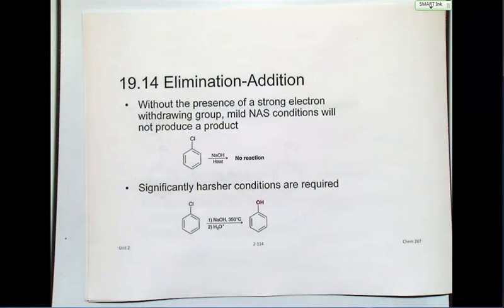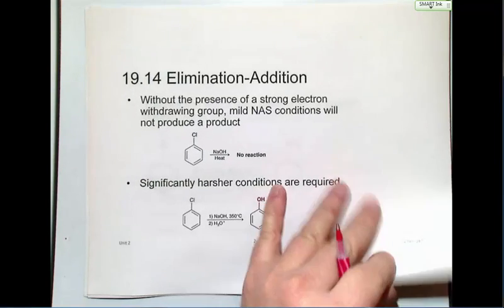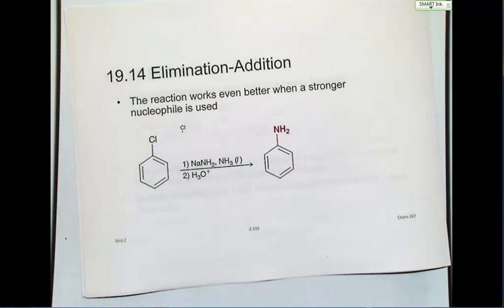Okay. There's another one of these called elimination addition reactions, and this really requires extraordinary conditions. If you just take a regular benzyl chloride and treat it with sodium hydroxide, you get no reaction. But if you heat it up to 350 degrees Celsius, you can get a substitution to happen. Those are very harsh conditions, limited substrates. This is really good on industrial scales, though, for things like making phenol. Simple molecules that don't have a lot of other functional groups.